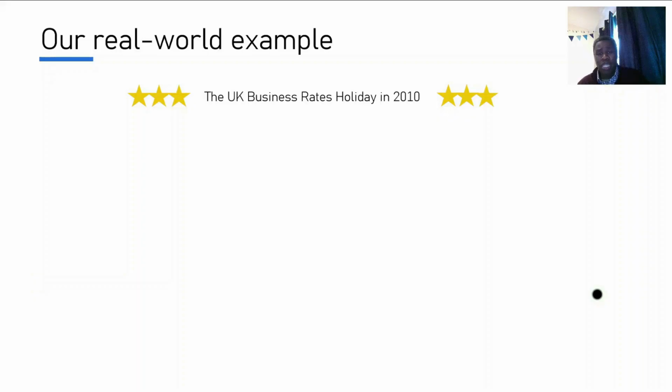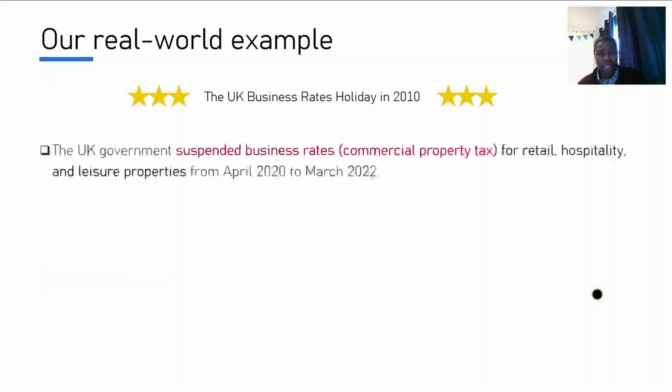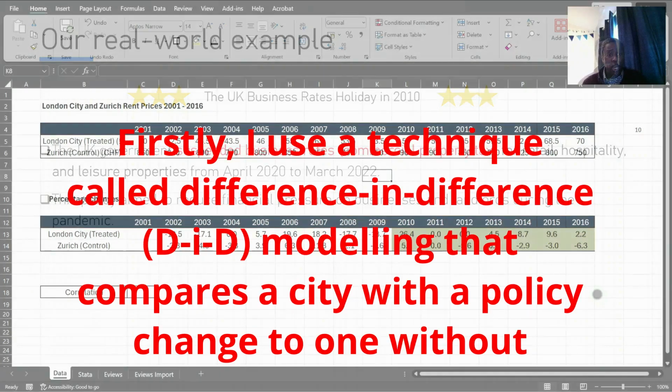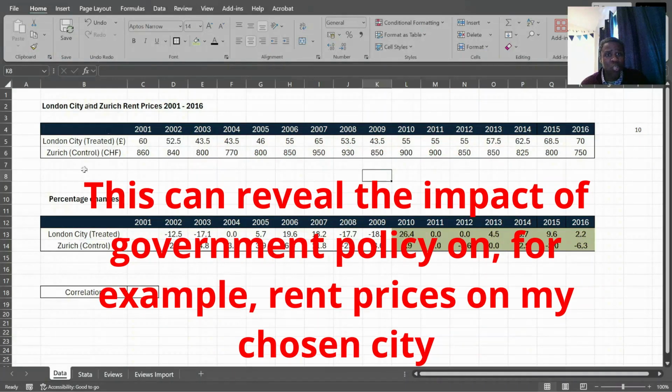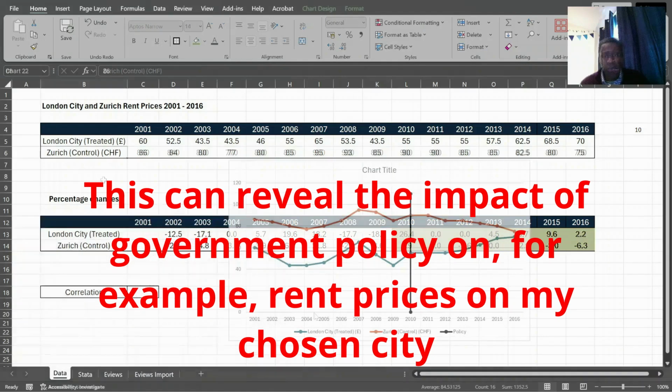The UK government said that they were going to have a suspension of business rates. This is what we call the commercial property tax, where proprietors of office spaces, retail, hospitality, industrial warehouses didn't have to pay this tax. So here we are with our real world example. I'm going to take the City of London and Zurich rent prices between 2001 and 2016.